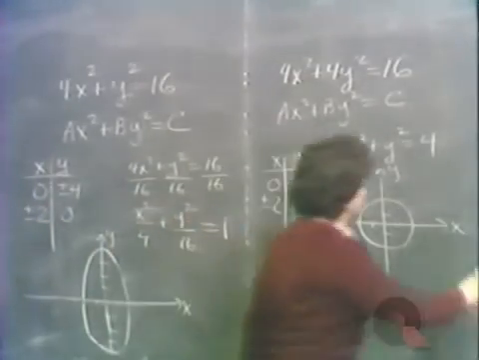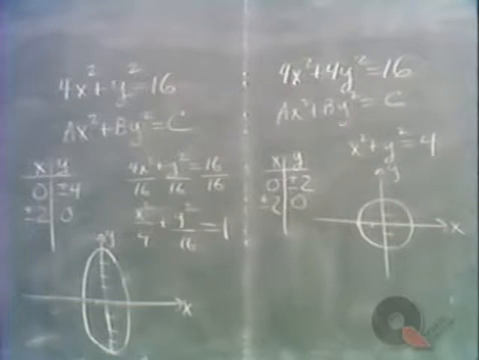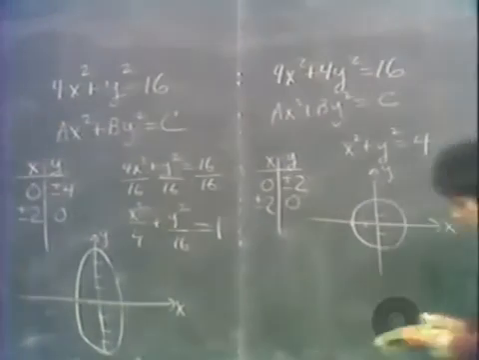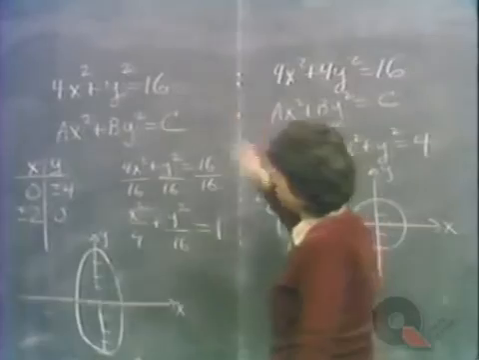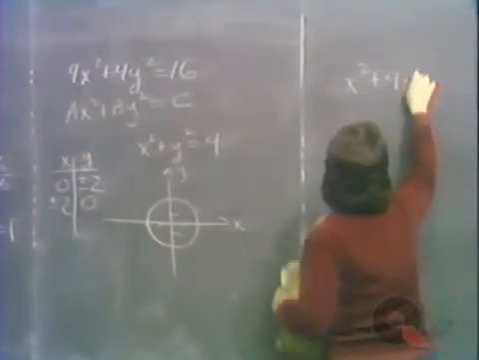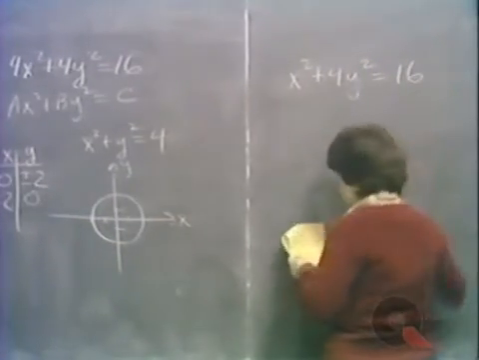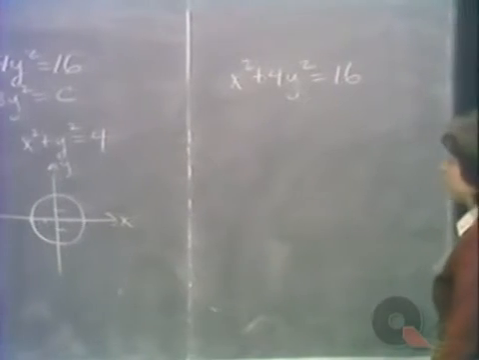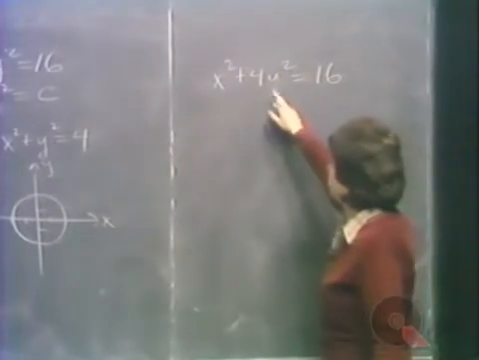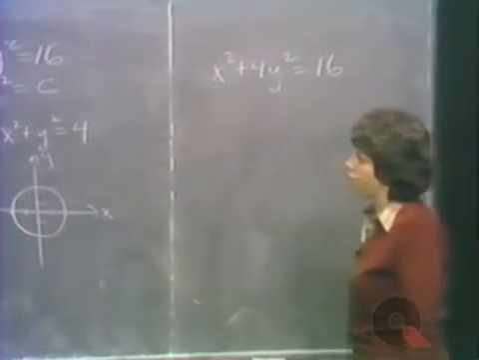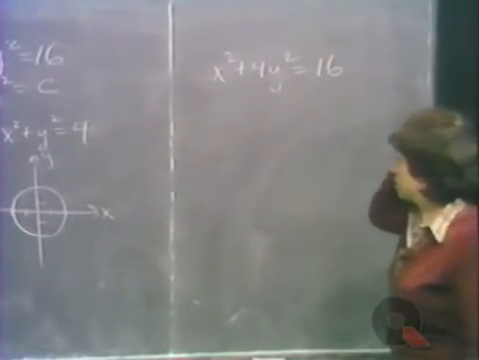Now what about the following? Suppose we had, instead of 4x squared plus y squared equals 16, suppose it was x squared plus 4y squared equals 16. Still, x and y are both squared. Makes it either a circle, ellipse, or hyperbola. And the fact that the signs are all the same and the coefficients of x squared and y squared are not equal, that tells us it's an ellipse.